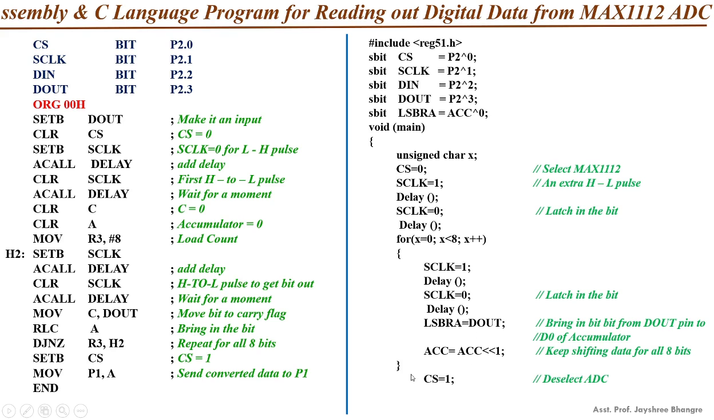After that, using the instruction CS equal to 1, we deselect the ADC, and whatever 8-bit data is available in the accumulator will be given to port 1 where we can display it or use it for another operation. So in this way we can read the data out of the ADC.